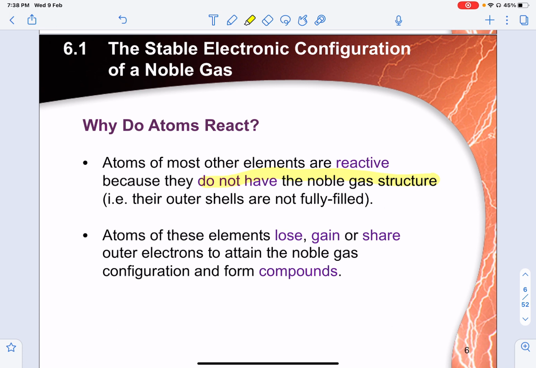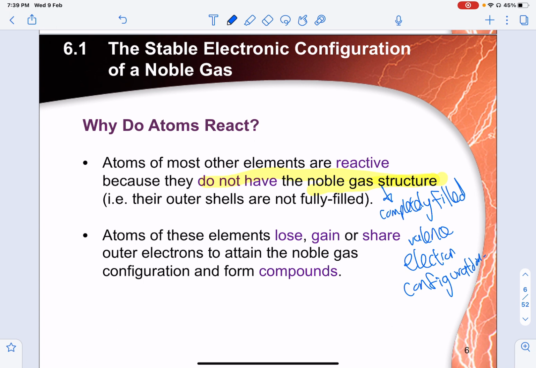Group 2 elements will lose 2 electrons, and group 3 neutral atoms will lose 3 electrons. Whereas groups 5, 6, 7: group 5 gains 3, group 6 gains 2, and group 7 gains 1 electron to fulfill that noble gas structure. The reason they use the word noble gas structure is because noble gas structure has the same meaning as completely filled valence electron configuration.